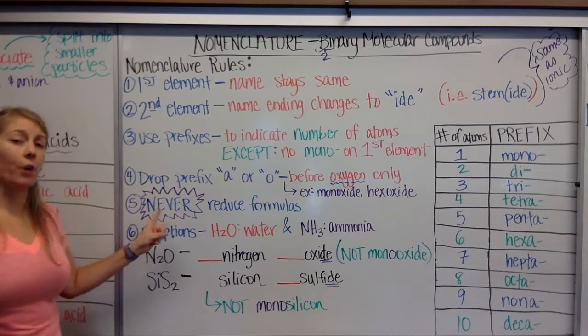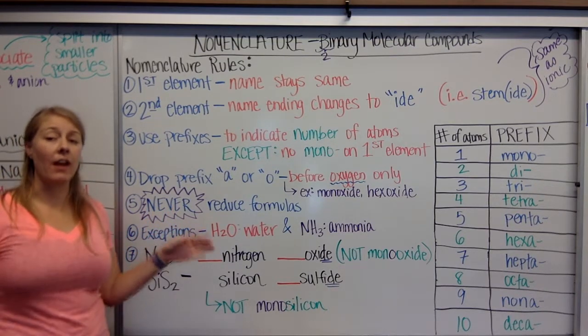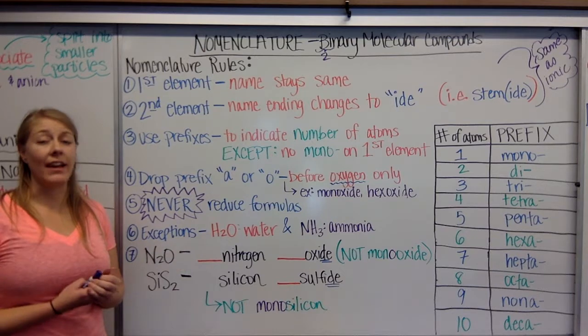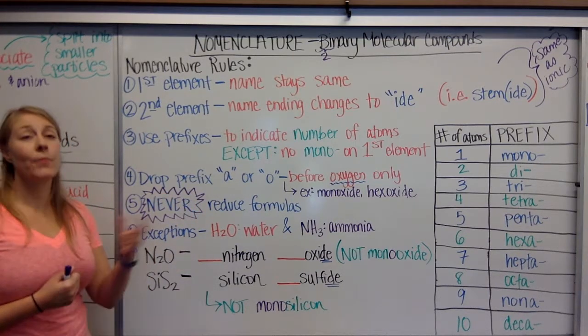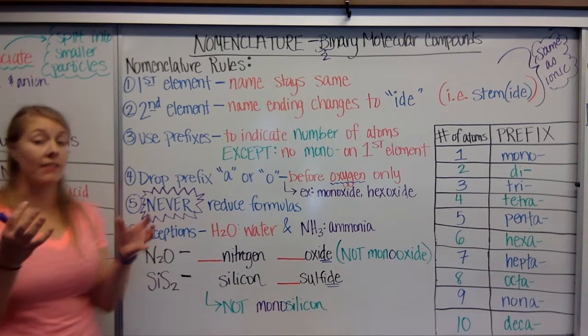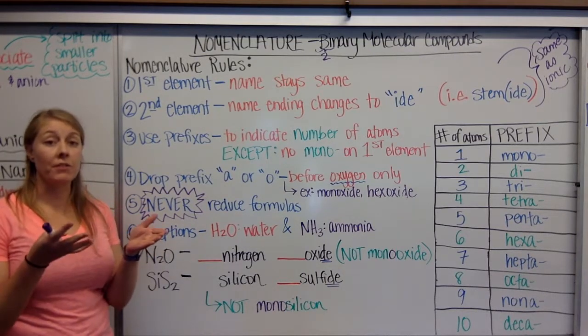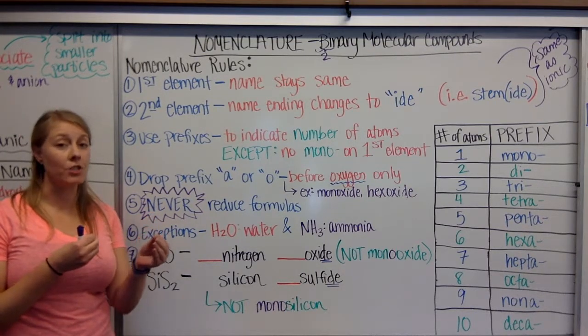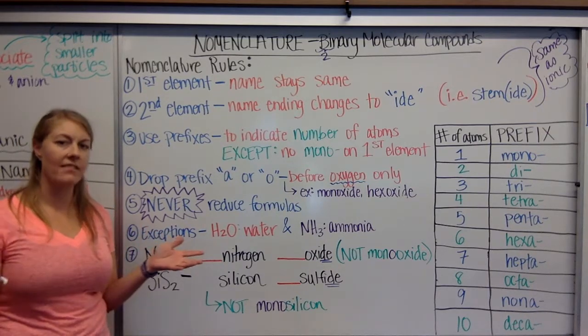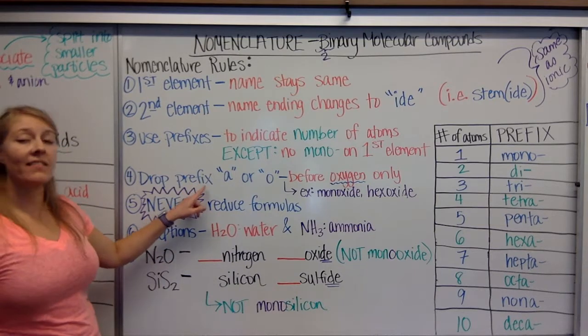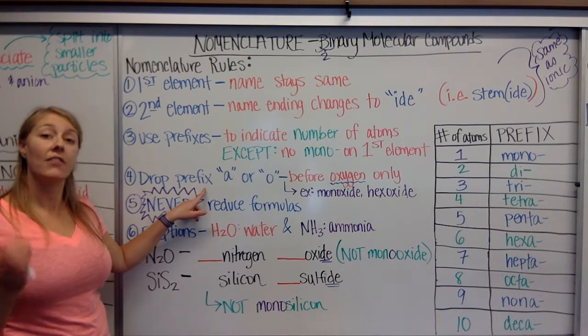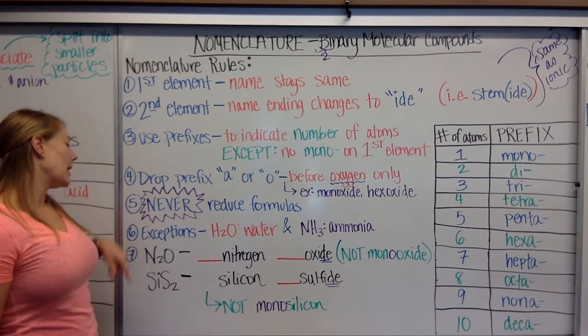We never reduce formulas. So remember that if you have an ionic compound and you have 2 magnesiums and 2 sulfur ions forming, those 2's reduce to 1. So you wouldn't have Mg2S2, you would have MgS. Here, we never reduce the formulas because these prefixes tell us exactly how many of each atom we have, okay?